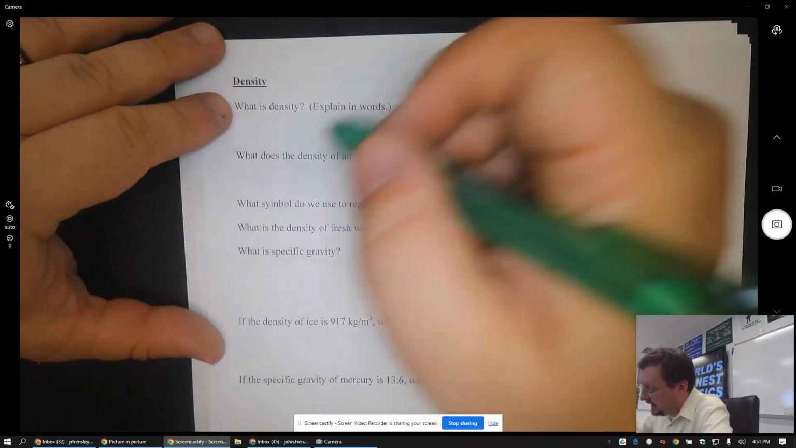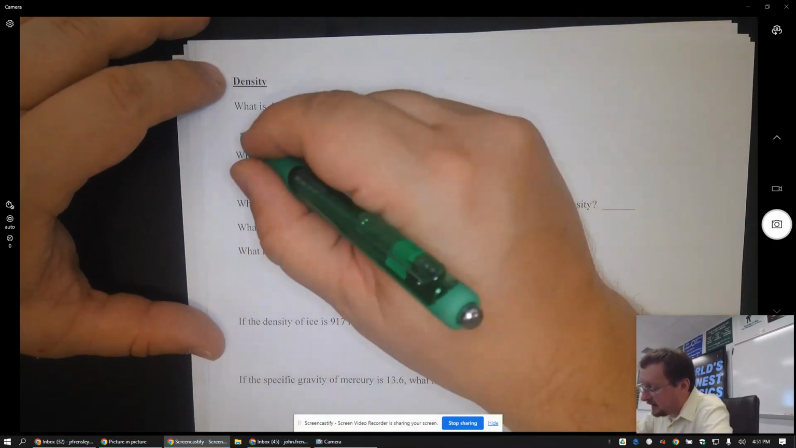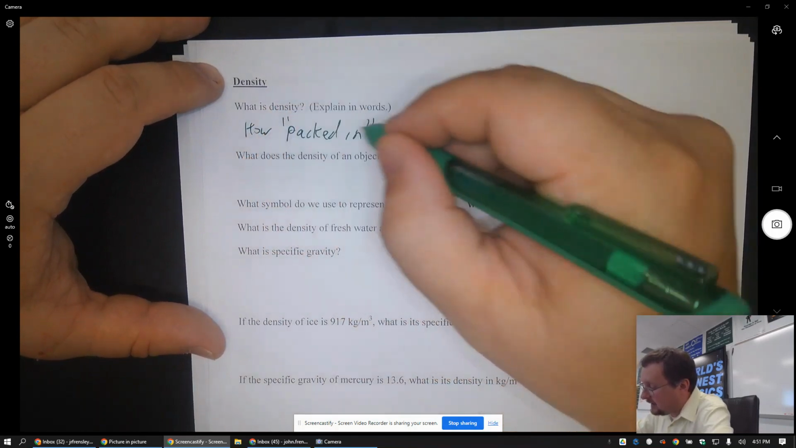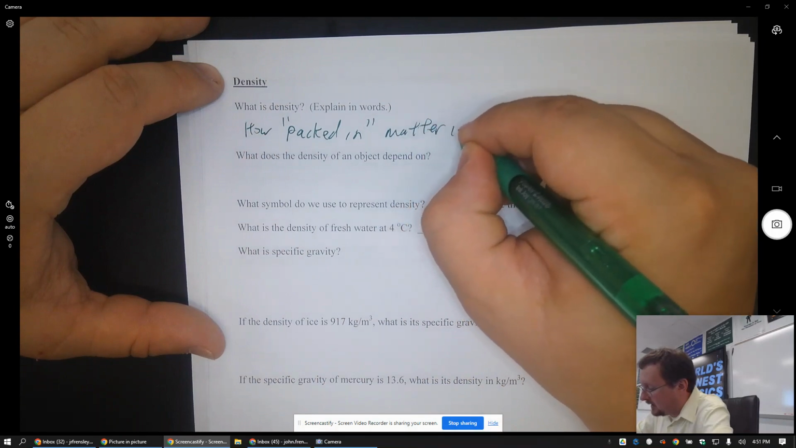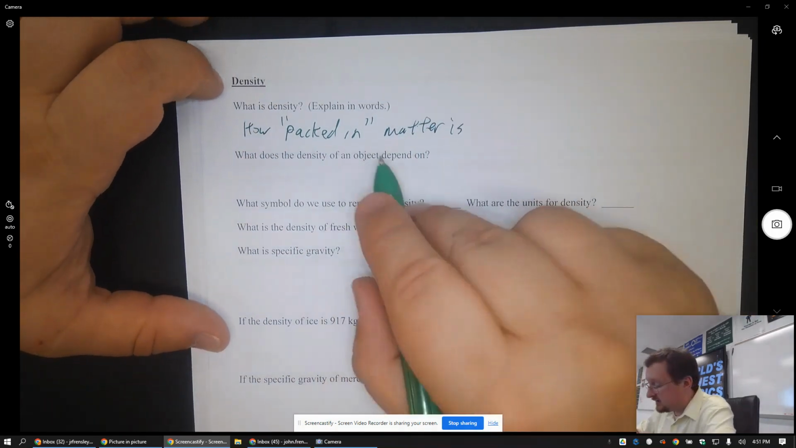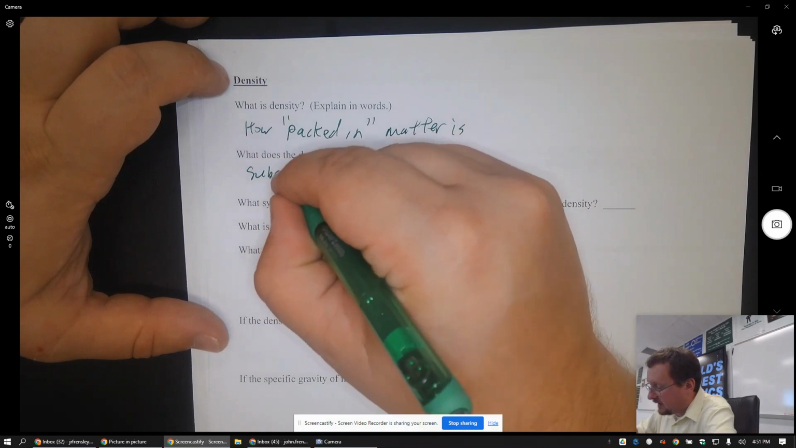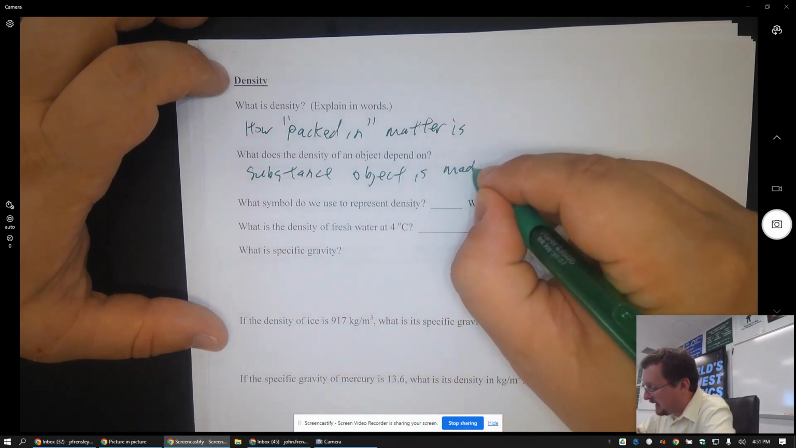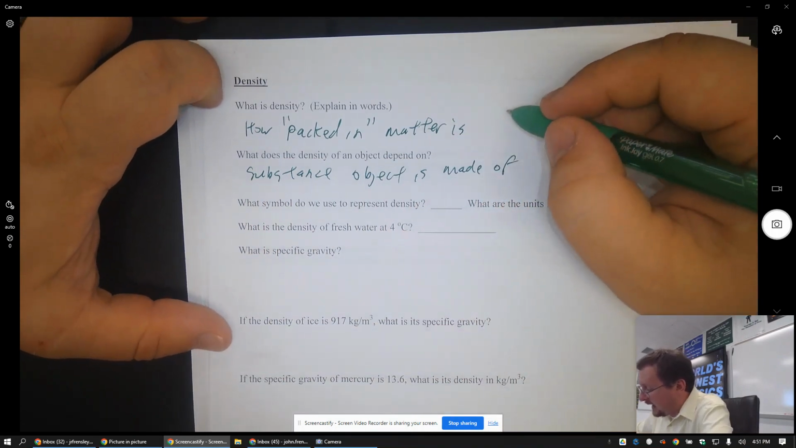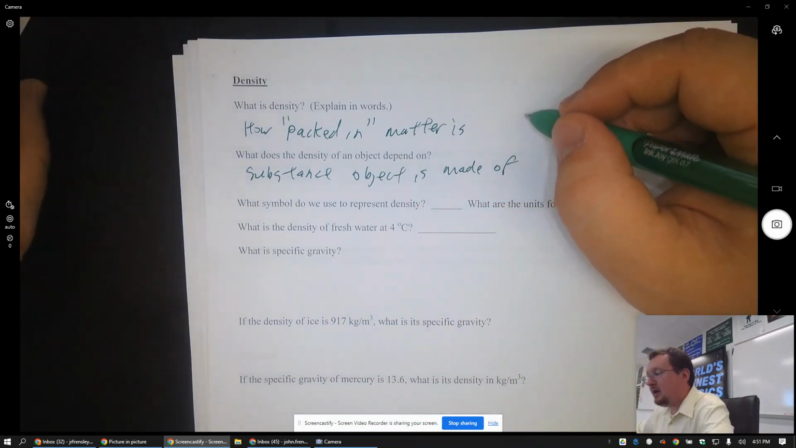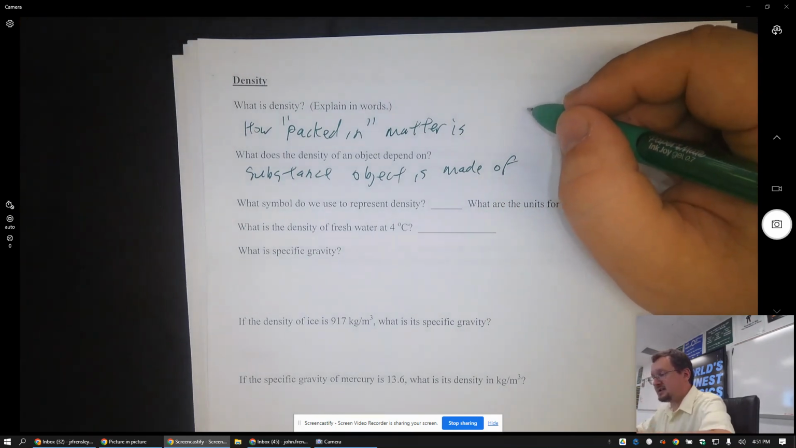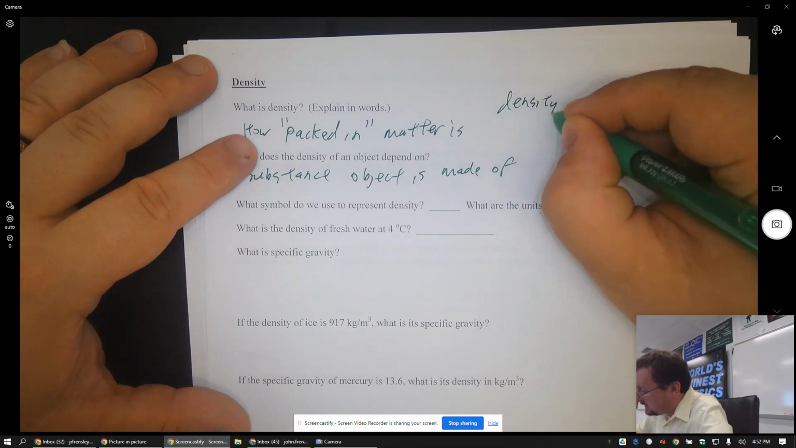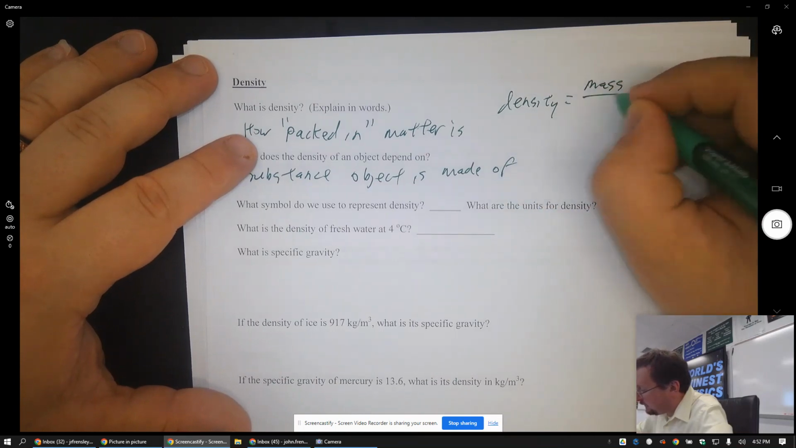Okay, density, what can you say about it? It tells how packed in matter is, right? The density of an object depends on the substance the object is made of, right? And then if you want to have them write an equation here, you can say something on the order of, density is the ratio mass per volume.